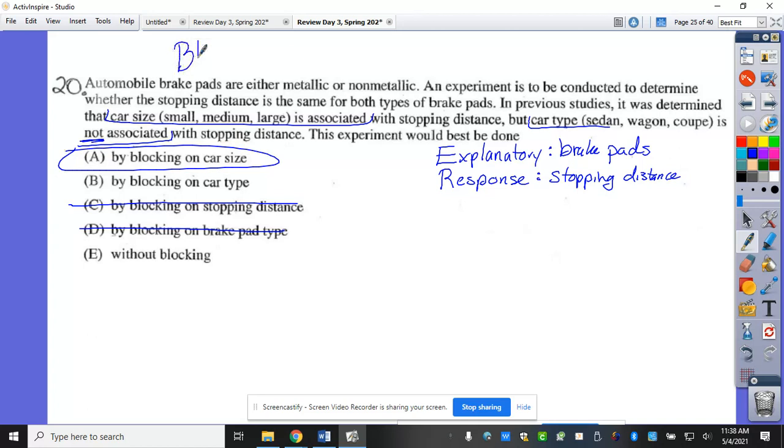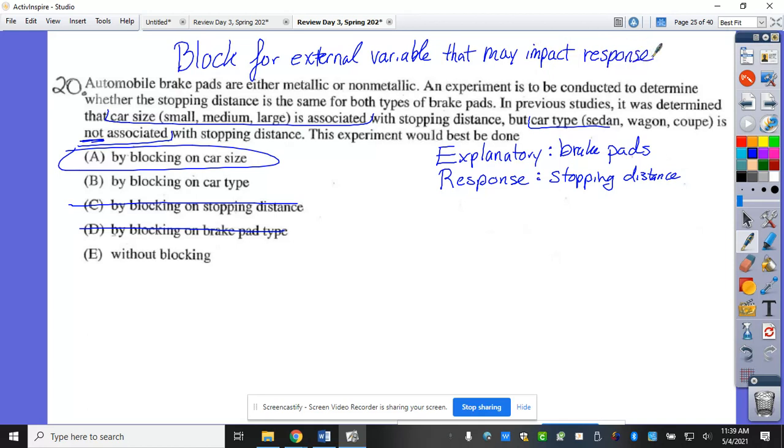So you block for an external variable that may impact your response variable. And there's a word for it. If we don't block for it, then we would consider that to be a potential source of what? The C word, what? Confounding. The possible confounding variable, that's the one that we blocked for.